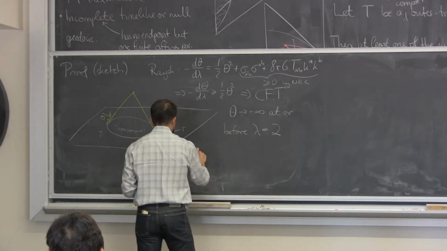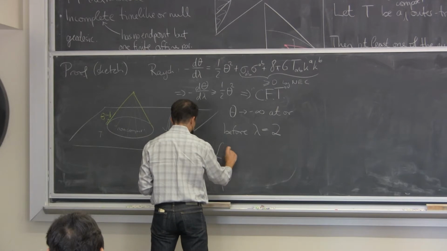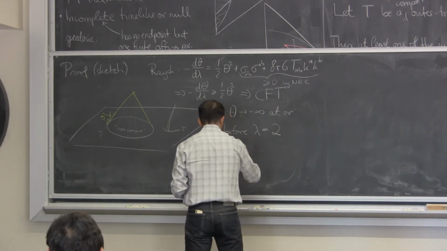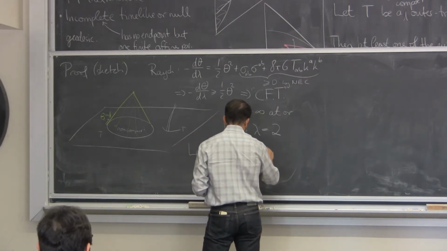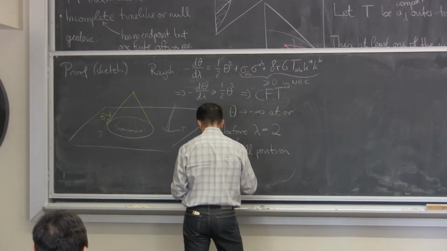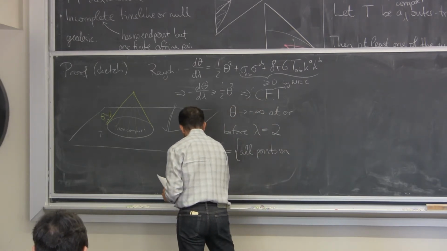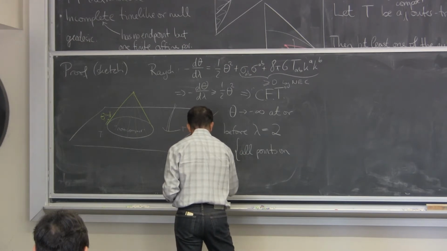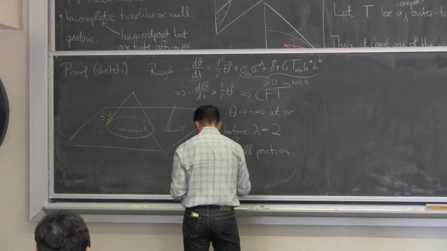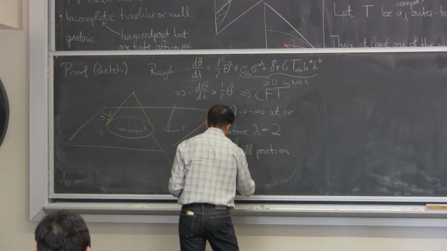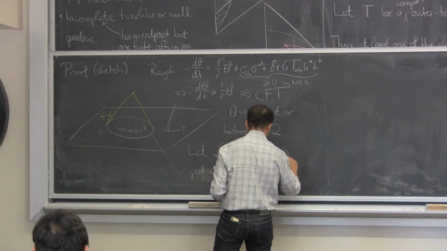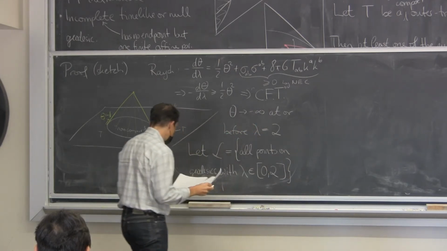Okay. So now I'm going to define a set. Well, I'm going to write it in words. The set consists of all the points on geodesics, the null geodesics that we're worried about here, with lambda in the closed interval 0, 2.